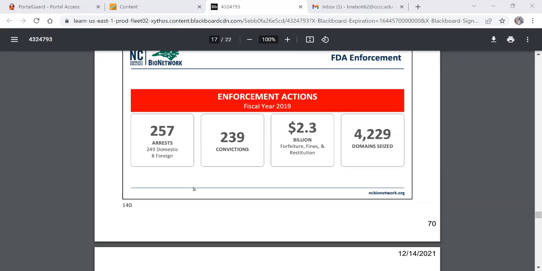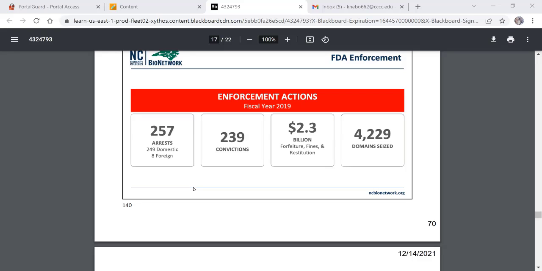This is an overview of what the FDA has done as far as enforcement actions in 2019. They had 257 arrests, 249 domestic and 8 foreign. They had 239 convictions, so they're proven guilty of doing something wrong. They collected, or at least fined, 2.3 billion in forfeiture, fines, and restitution, and 4,229 domain fees. So you can see the FDA does not play with any firm that does not follow CGMP.